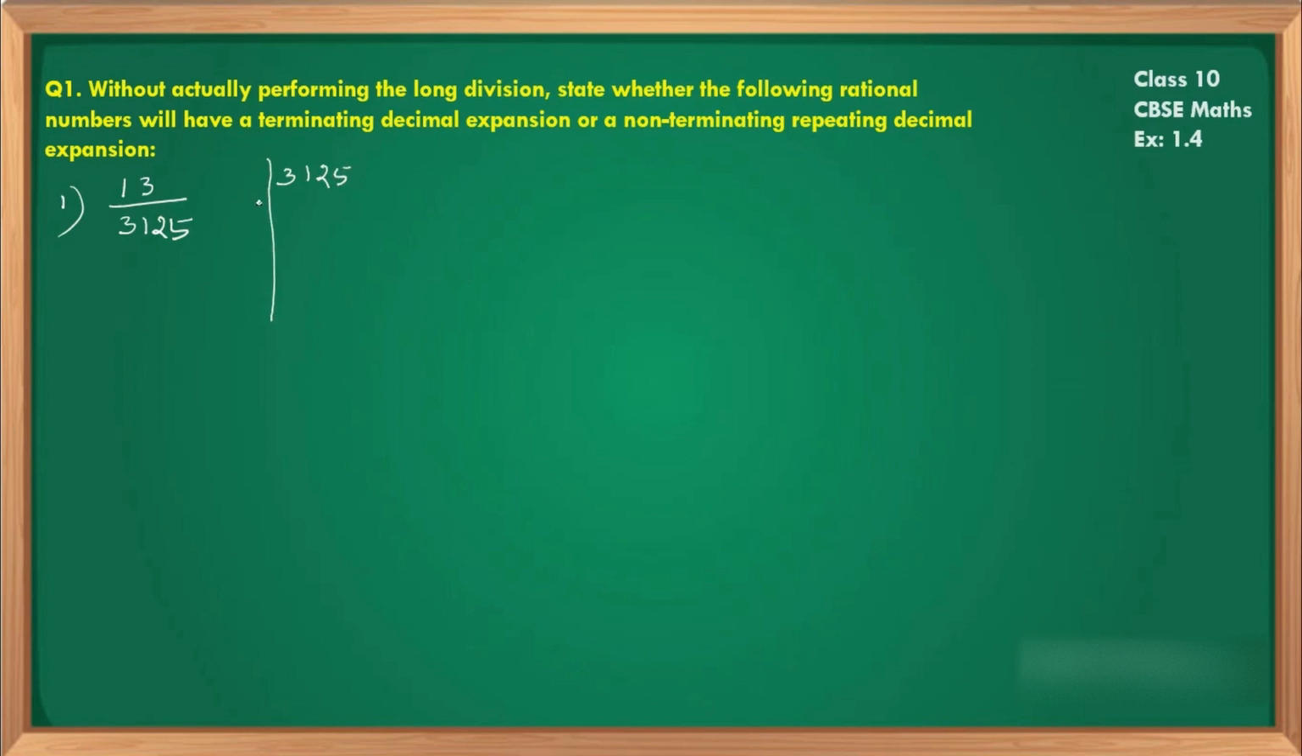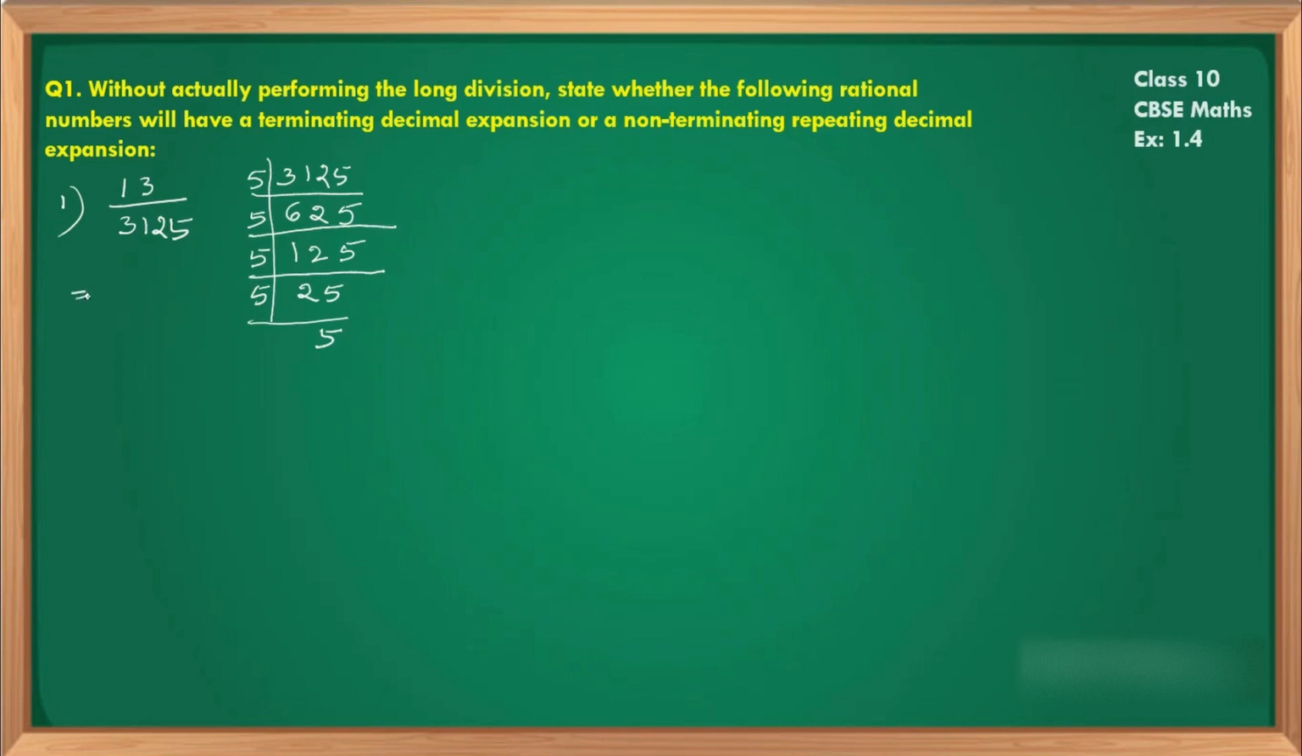To factorize, let us start by dividing it by 5. 5 sixes are 30, 5 twos are 10, and 5 fives are 25. It can be divided by 5 again. 5 ones are 5, 5 twos are 10, and 5 fives are 25. Once again by 5, 5 twos are 10, and 5 fives are 25. Lastly, 5 fives are 25. Now you can see 3125 can be written as 5 to the power 5.